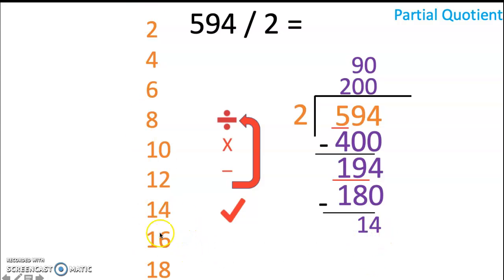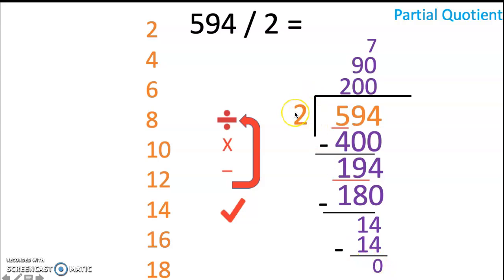Closest we could get is 14. We got that by skip counting 7 times because 7 times 2 is 14. When you subtract, you end up with 0. Do we have any place values left to repeat with? Nope. So let's go on to our last step of check.